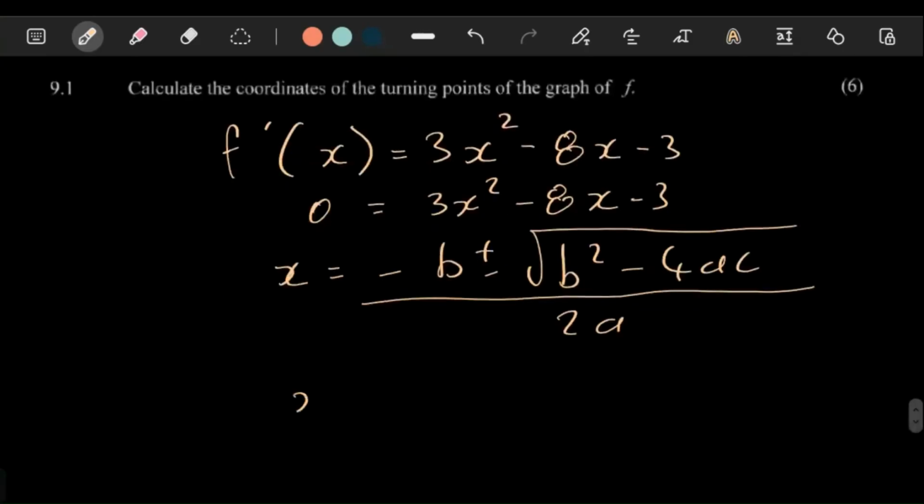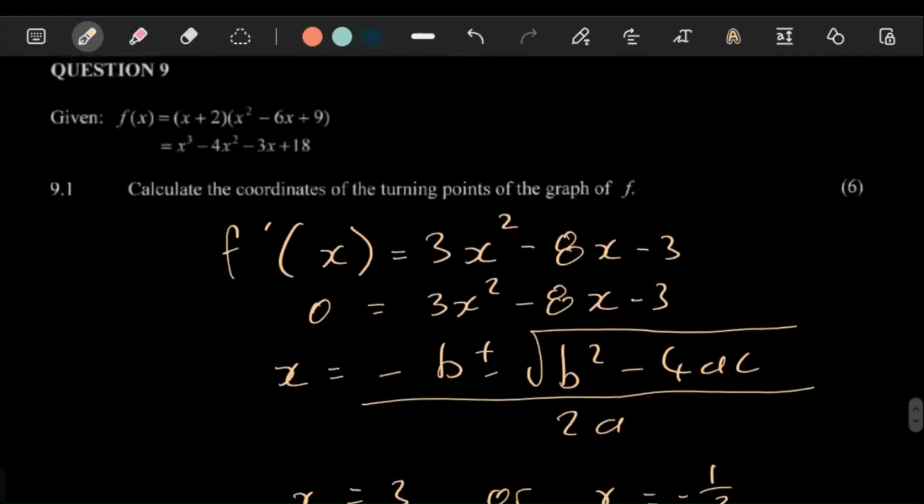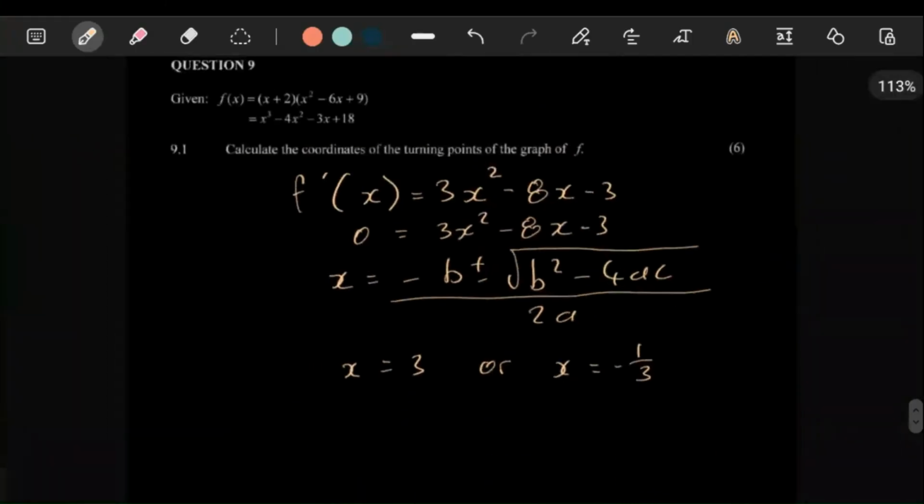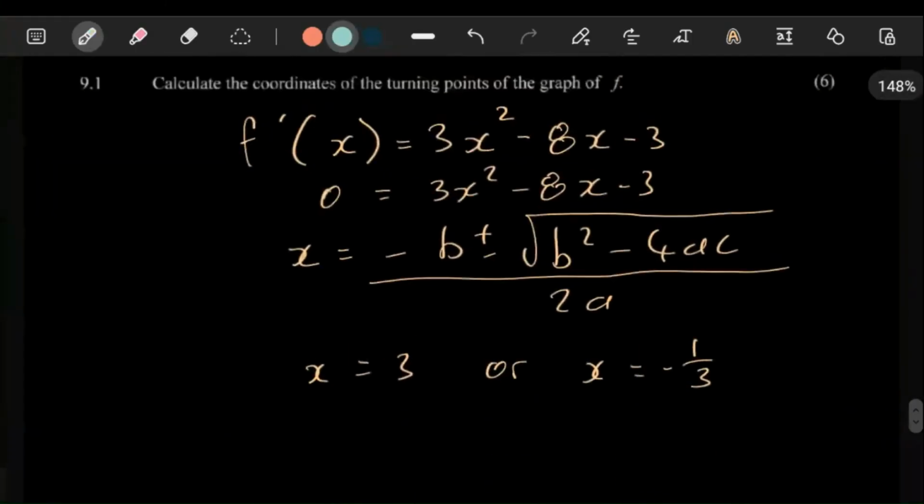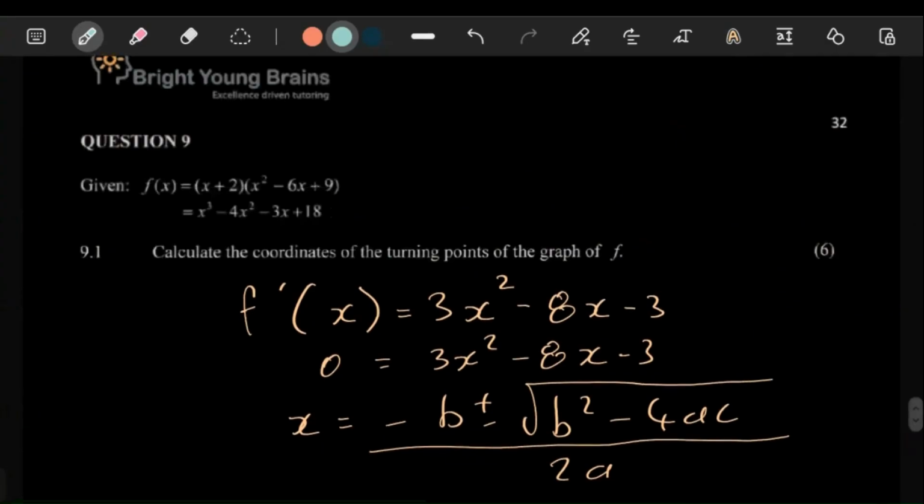So x is equal to 3. The other one, see here, negative a third. There you go. So those are the two x values of the turning points. To get the actual coordinates, you need to now throw in those x values into the original equation to get the corresponding y values.